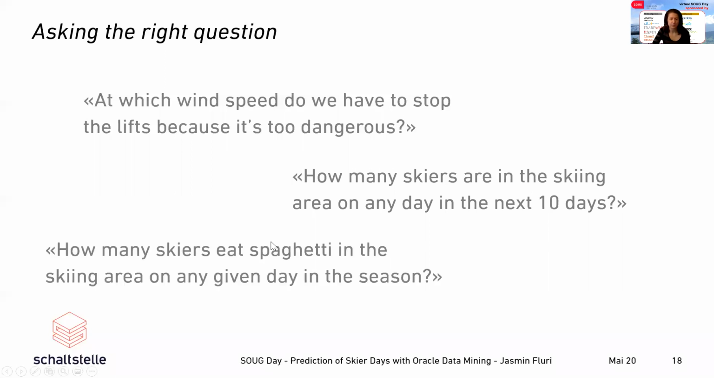The third example question, how many skiers eat spaghetti in the skiing area on any given day in the season, can then probably be answered with restaurant sales data and the data of sold tickets. But maybe there are other factors that influence spaghetti consumption on a mountain, and we are not aware of them. And that's why prediction is always also an experiment you have to do. You can experiment with the data that you have, but you can never be sure if you have missed vital data. That's why you should analyze the data that you have very well. Maybe there are factors that are completely irrelevant that you see as vital for the prediction, but that would falsify your results.